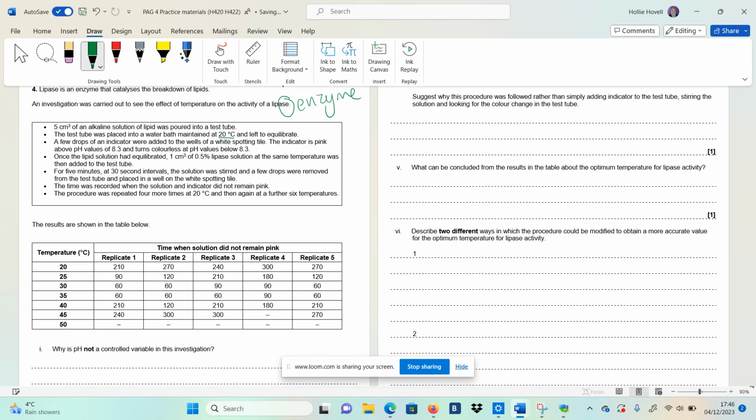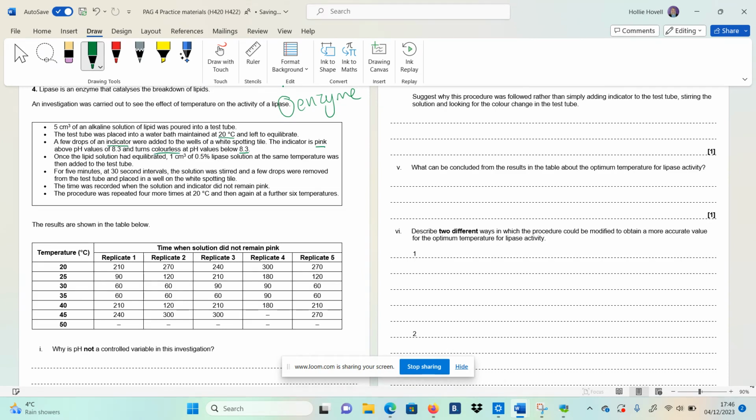A few drops of indicator were added to the wells of the white spotting tile. The indicator is pink above values of 8.3 and turns colourless at pH values below 8.3. So it goes from pink to colourless.